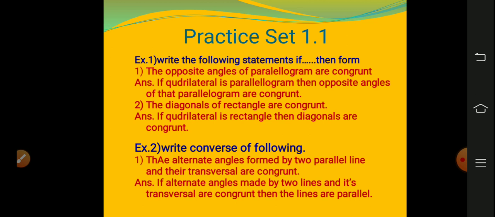So students, try to solve the rest of the examples in practice set 1.1.